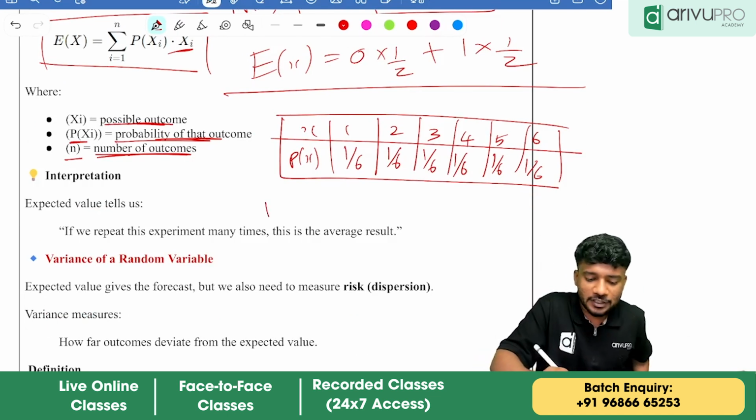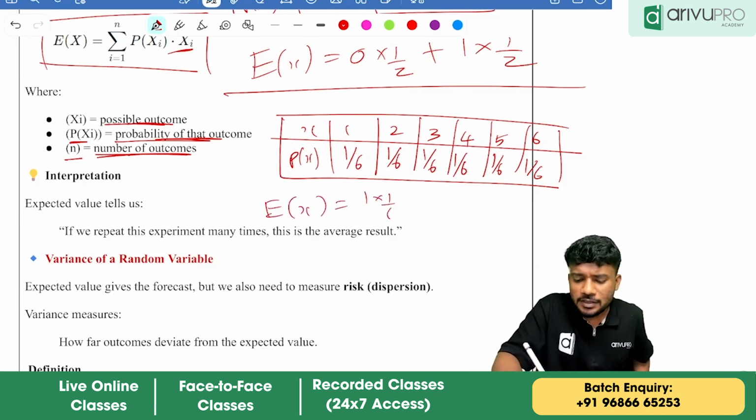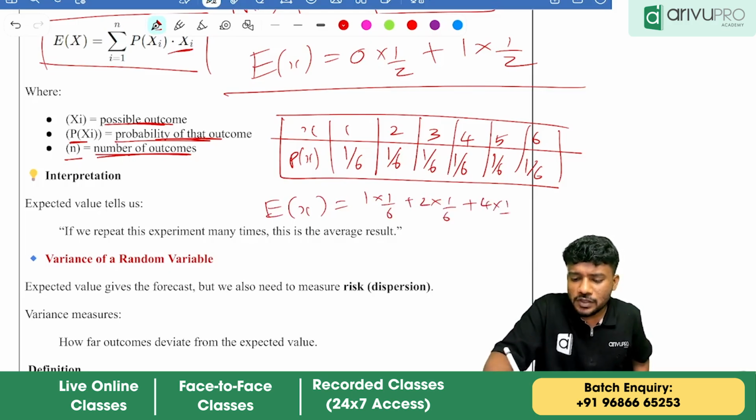Now can you find the expected value? E of x is what? Very easy. 1 into 1 by 6 plus 2 into 1 by 6 plus 4 into 1 by 6 plus 5 into 1 by 6 plus 6 into 1 by 6.